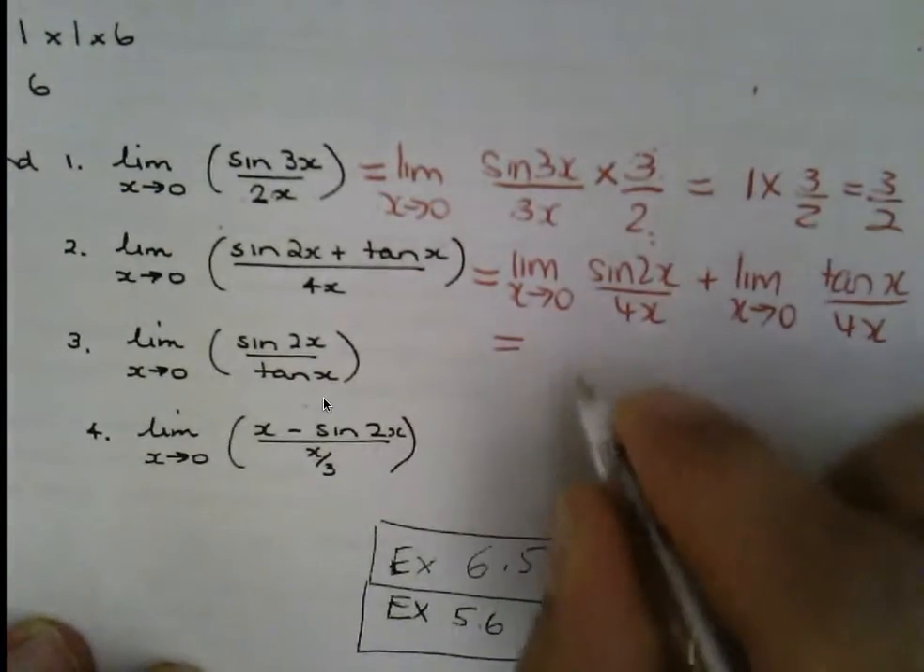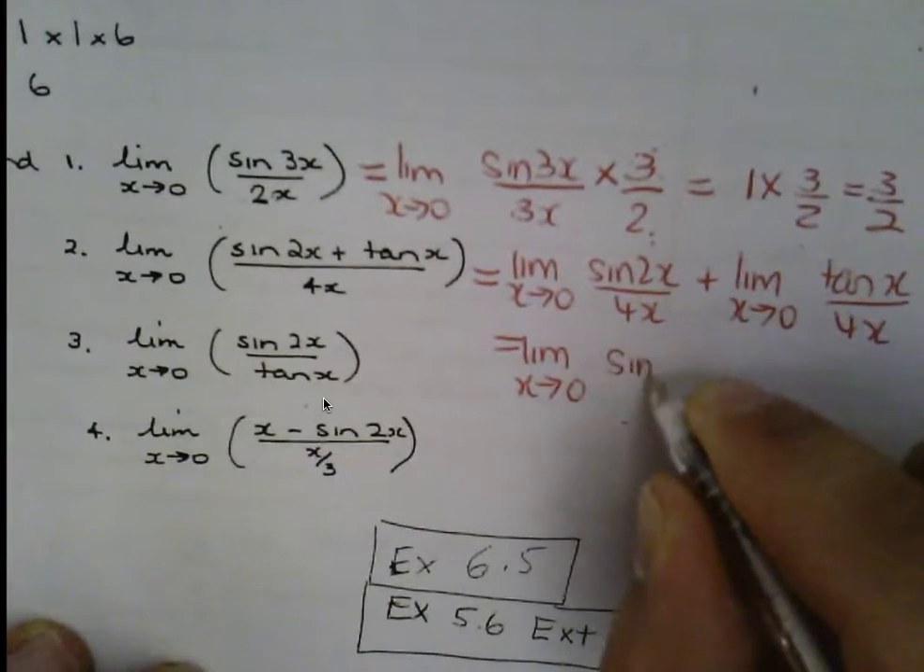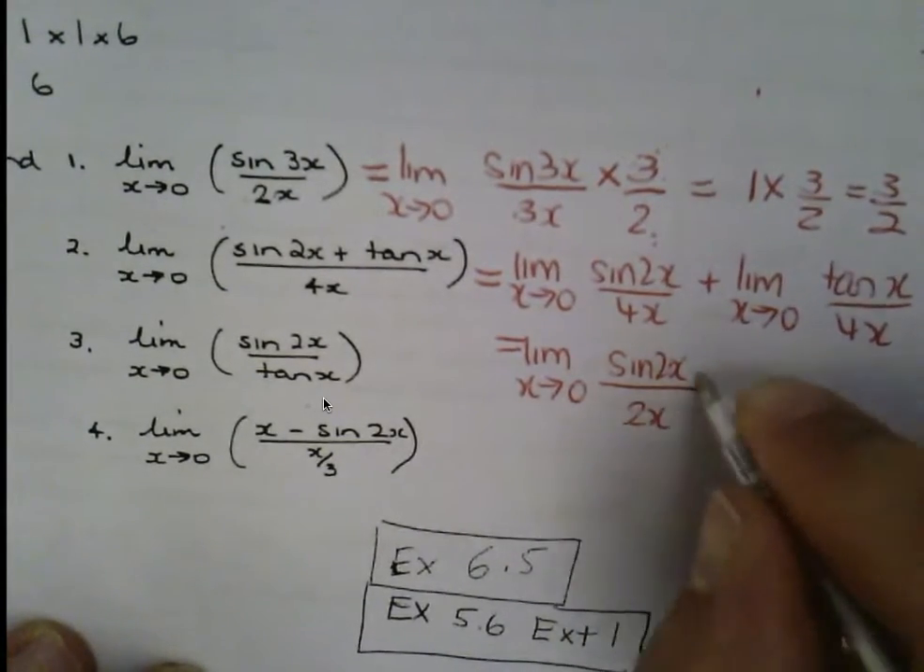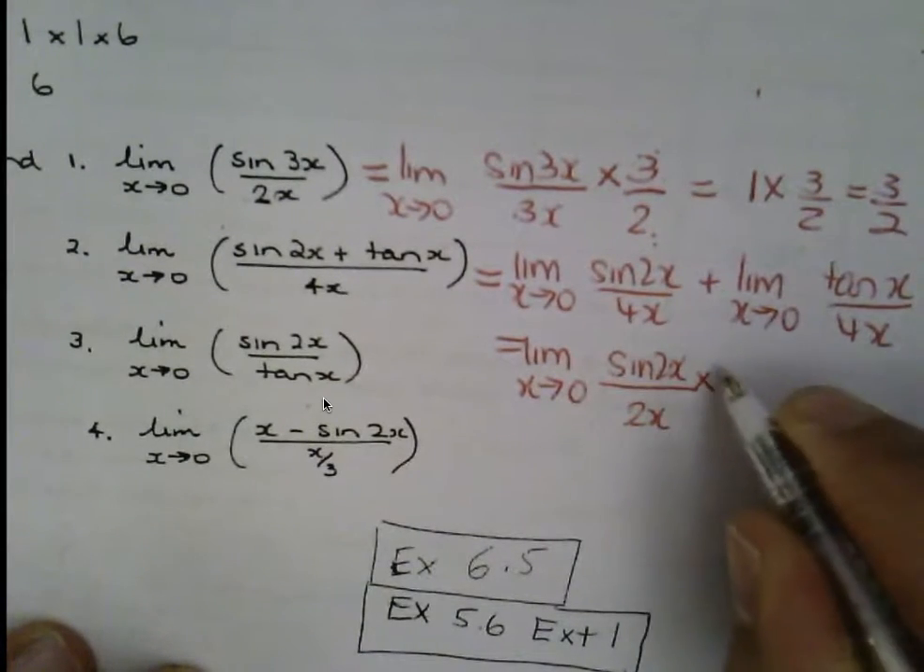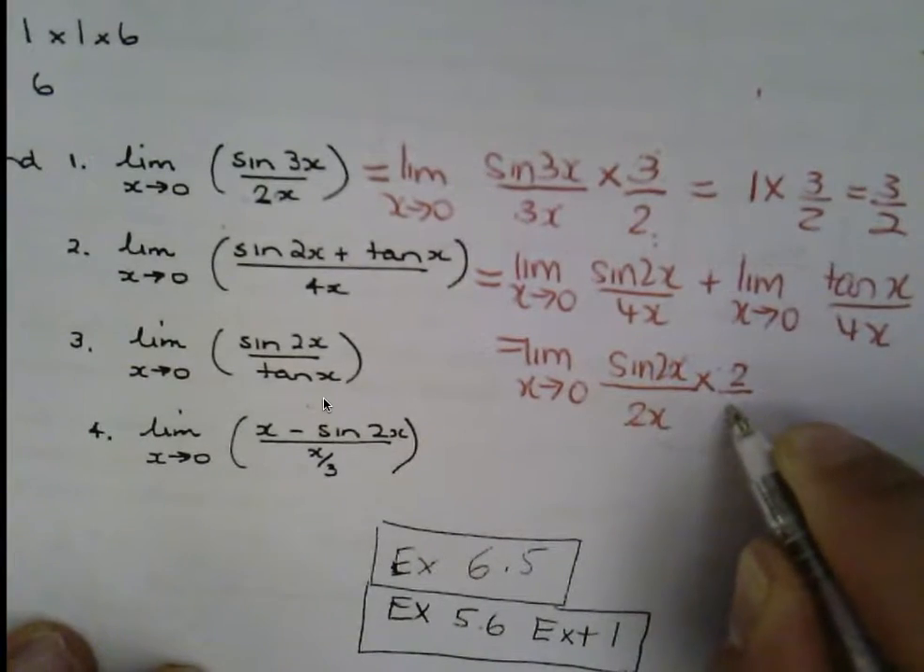Okay, so what are you going to get? The limit as x approaches 0 of sine 2x over, you want it to be 2x, times, what are you going to put? Cancel out that 2 with a 2, but what are you going to put down here?